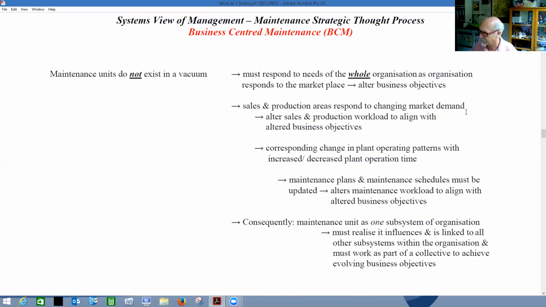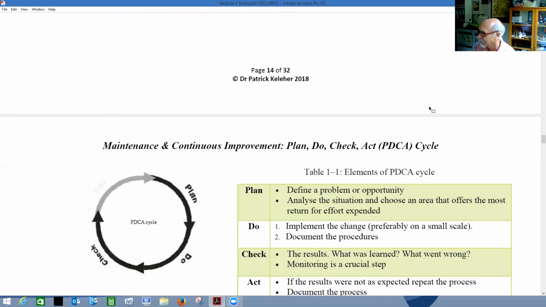So therefore, your maintenance plans and maintenance schedules must be updated, which alters the maintenance workload to align with altered business objectives. Consequently, maintenance units, as one subsystem of the organisation, have got to realise that they will be influenced, and have to link in with those other subsystems and work collectively to meet the evolving business objectives. So it's tough.